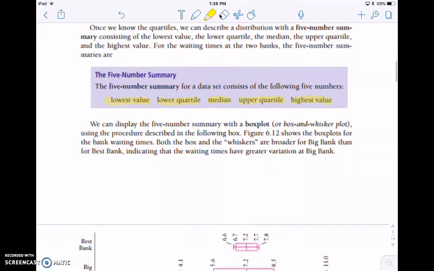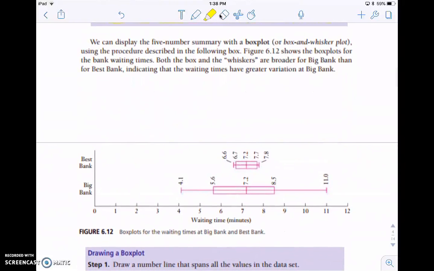Okay, we can display the 5-number summary with what's called a box plot, sometimes called a box and whisker plot. And the way that is done, you can see down below here, and hopefully at this point you have seen box and whisker plots before, but the way it's done is, I'll look at the big bank since it's more spread out. You plot your minimum point, then you plot quartile 1, then your median or quartile 2, quartile 3, and then your maximum.